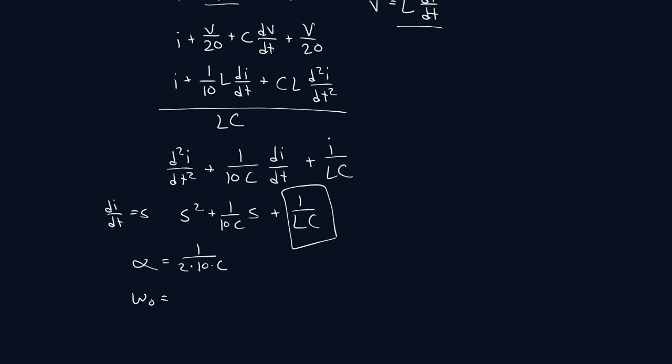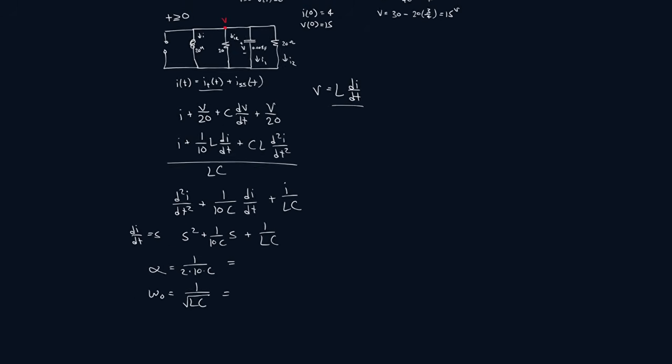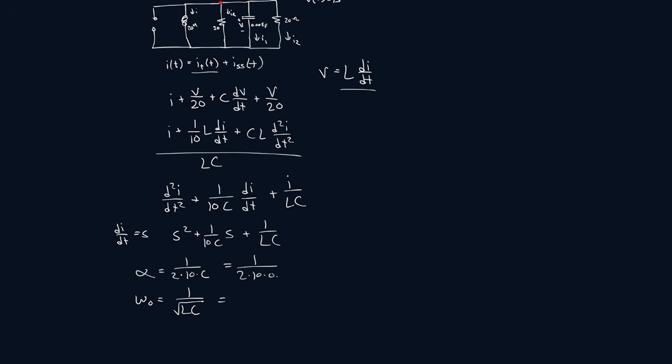And this one for omega is just going to be this value squared. There you go. So let's quickly find alpha and omega. It's going to be 1 over 2 times 10 times 0.008. And that should give me 6.25 radians per second. And this one is going to be the square root of the inductance, which is 20 times 0.008. And that should give me 2.5 radians per second.